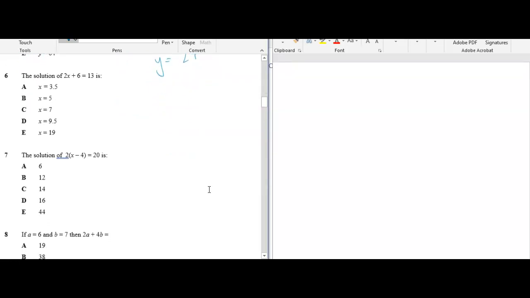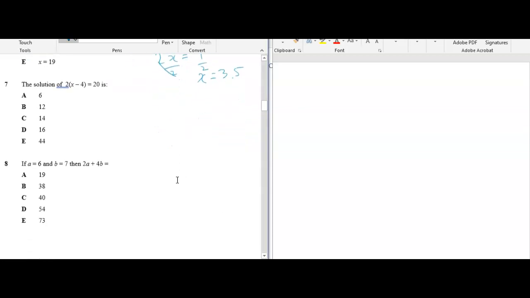Question 6, the solution of 2x plus 6 equals 13. So 2x plus 6 equals 13. Now, when you've got more than one term, always get rid of the constant first. So in this case, the 6. So we get rid of that by subtracting 6. So we've got 2x equals 13 minus 6 is 7. And then divide both sides by 2. So x is equal to 3.5, which is A.